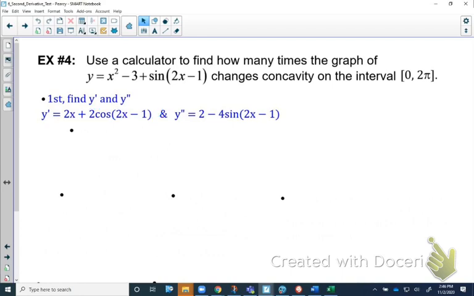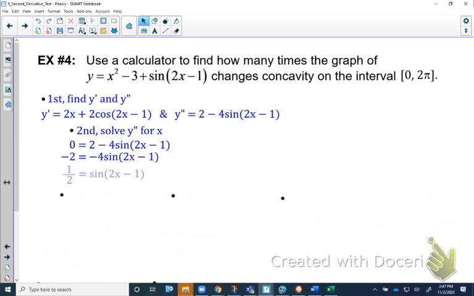And now moving on, since we're looking for a change in concavity, we want to know what the critical numbers of the second derivative are. So I set the second derivative equal to 0, and I am going to attempt to solve it. I'm going to move the 2 away from the stuff on the right side, then divide by the negative 4, and I'm going to get 1/2 equal to sine of 2x minus 1.